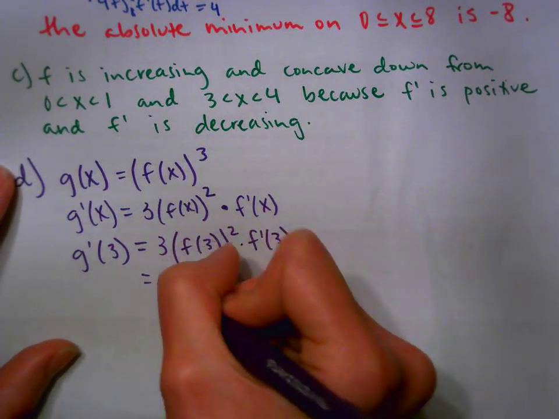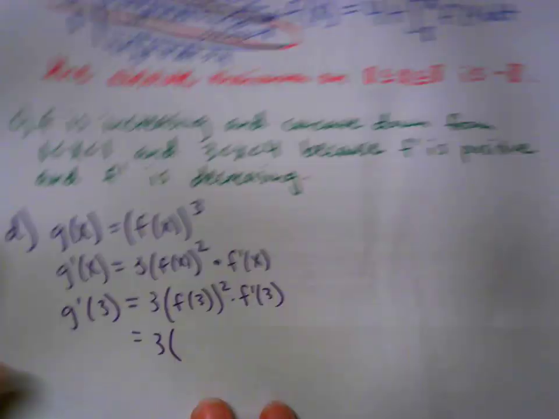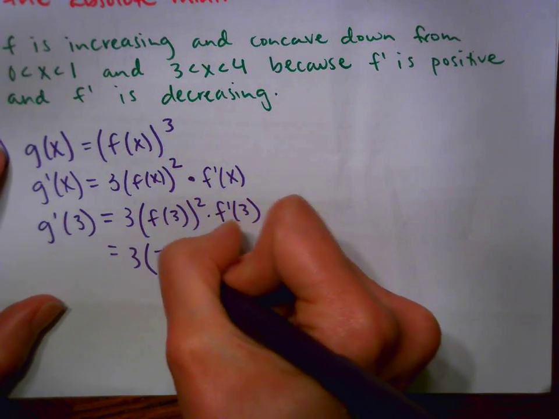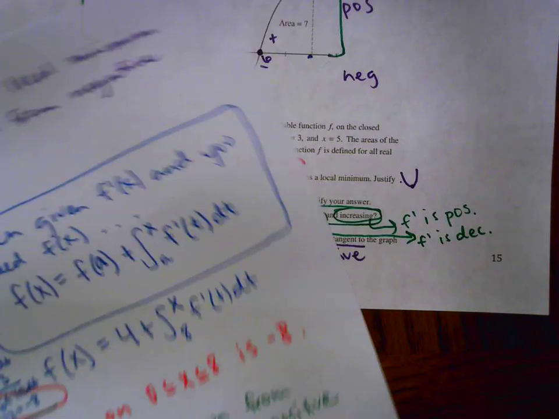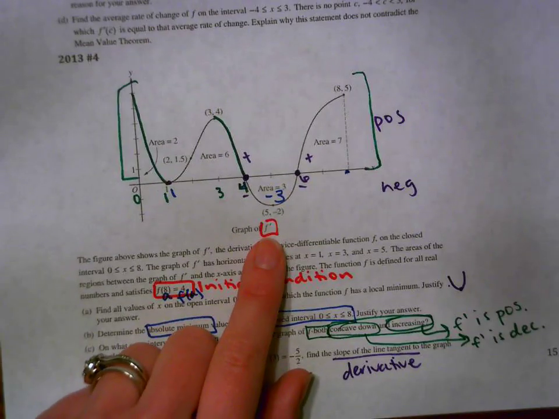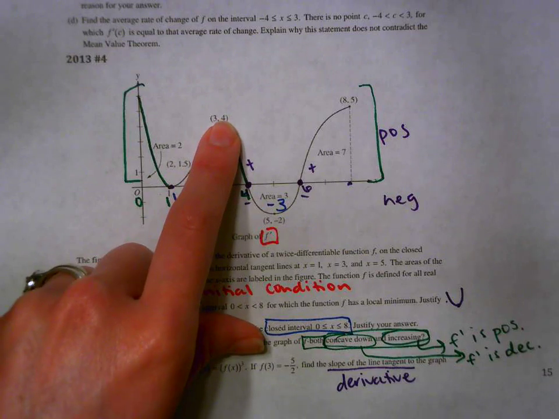So let's see. f of 3 they gave us is negative 5/2. I'm going to make sure that's in parentheses when you square it, times f prime of 3. Well, don't forget they gave you the f prime graph. So you just go get the point. At 3, f prime equals 4.